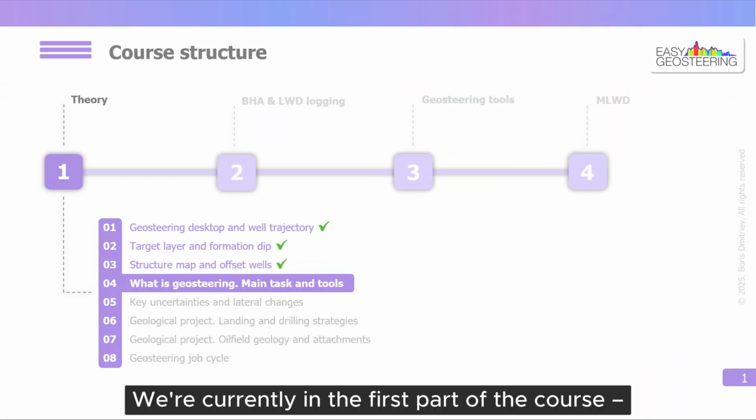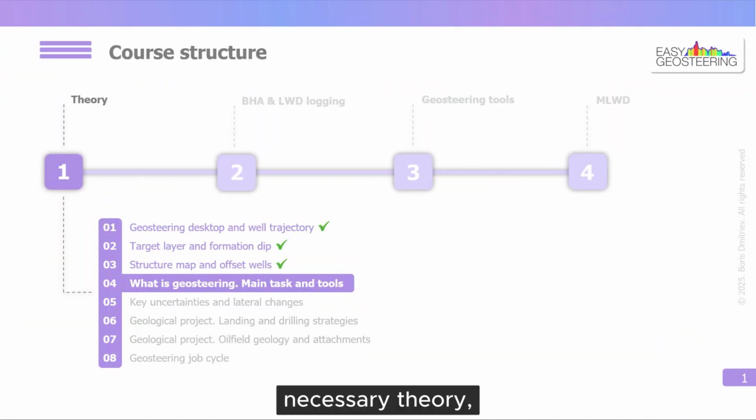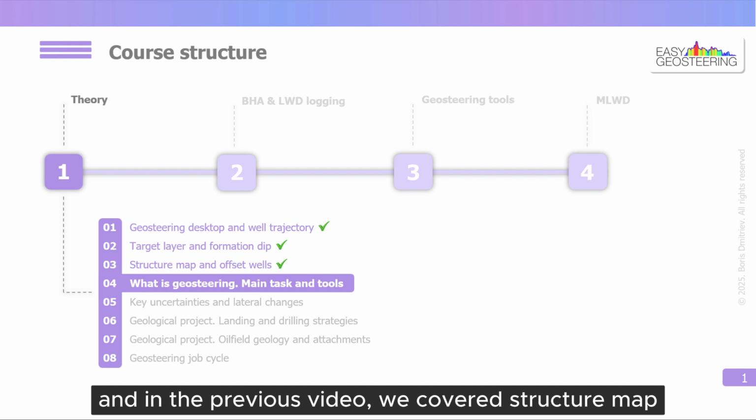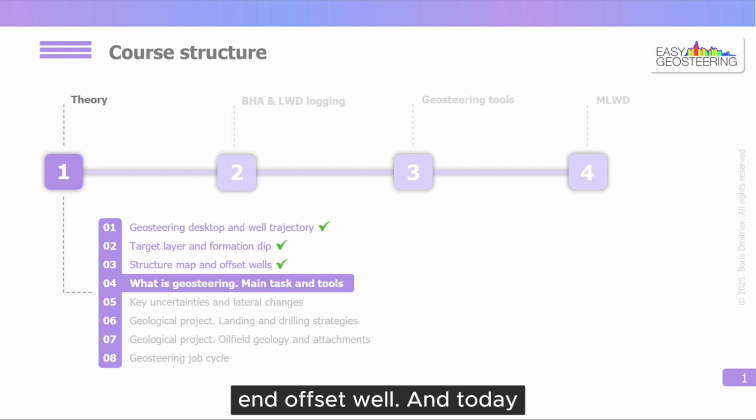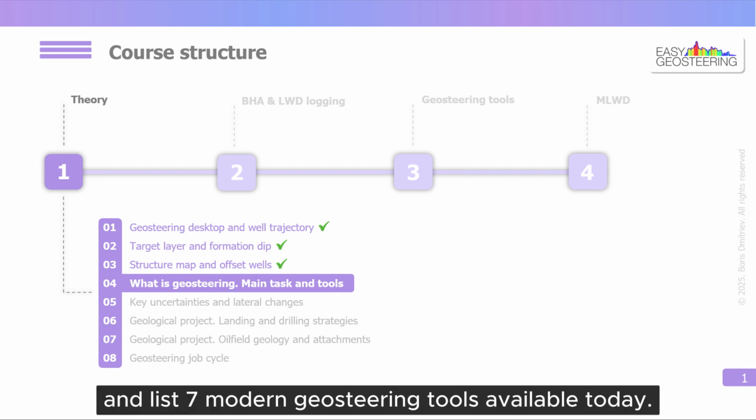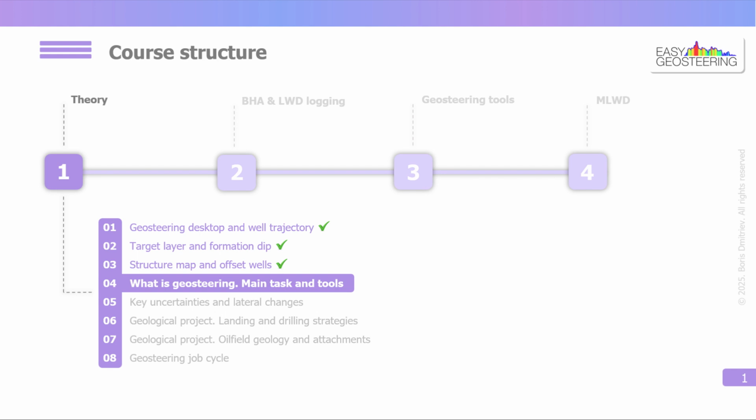We're currently in the first part of the course, Necessary Theory, and in the previous video we covered structure map and offset well. And today we will define the term geosteering and list 7 modern geosteering tools available today. Let's get started.